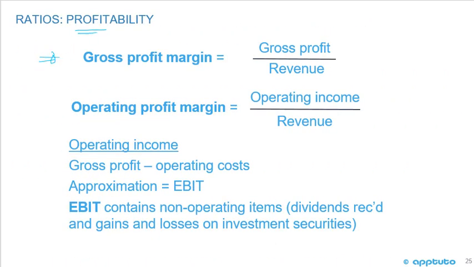The gross profit margin is gross profit divided by revenue. Operating profit margin, operating income divided by revenue. When we're looking at margins, we're always dividing by revenue, okay? So the operating income, gross profit minus operating costs, an approximation is EBIT, but an important thing here to understand, EBIT contains non-operating items, dividends received, and gains and losses on investment securities.